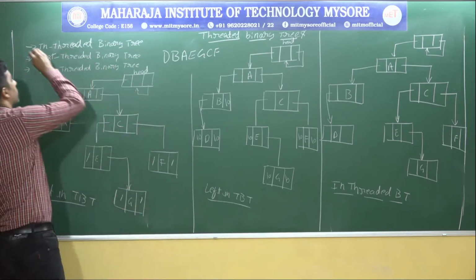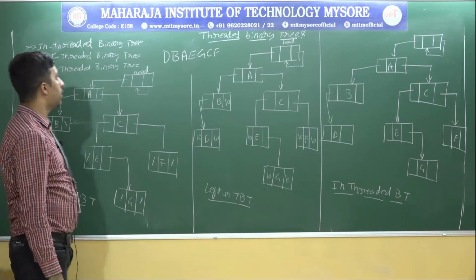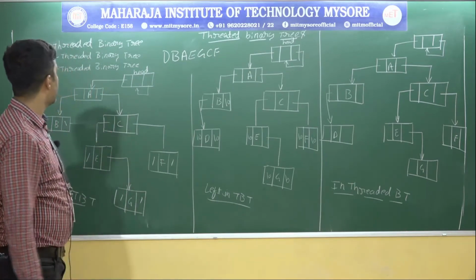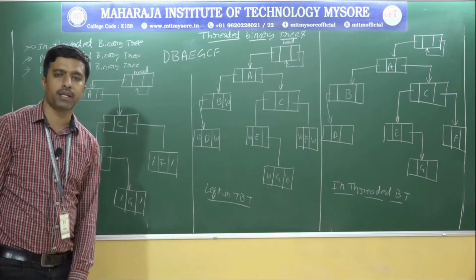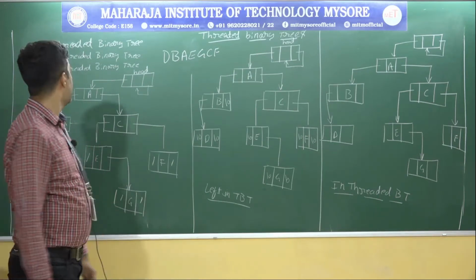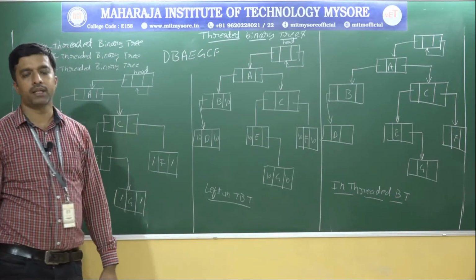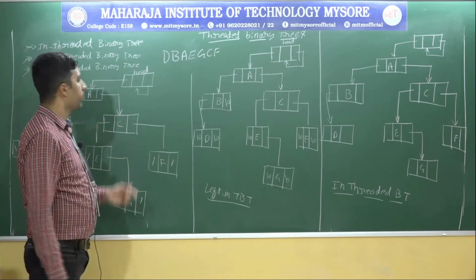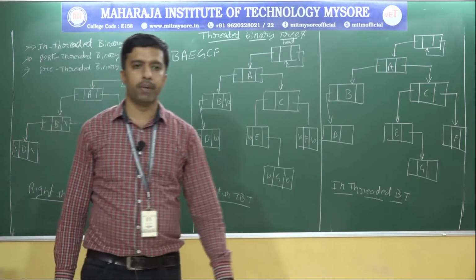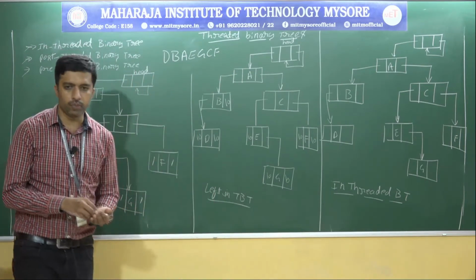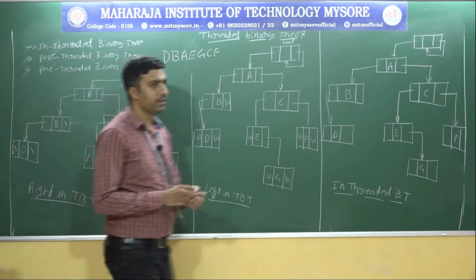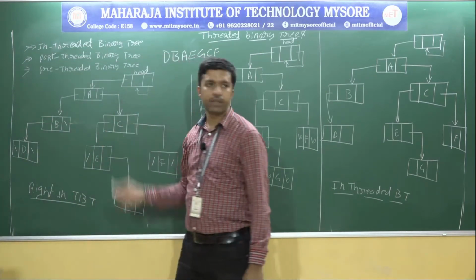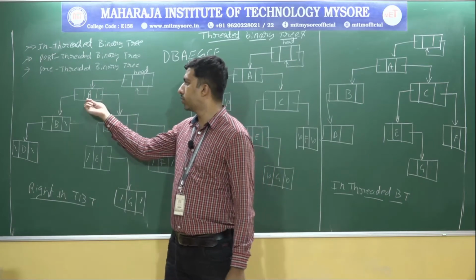We have 3 types of threaded binary tree: in-threaded, post-threaded and pre-threaded binary tree. Here we are going to discuss the in-threaded binary tree. Assume this is my tree, where the header node holds A.